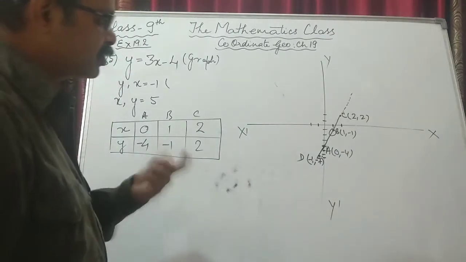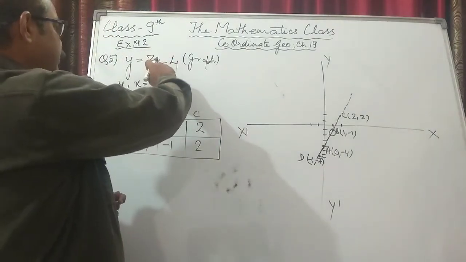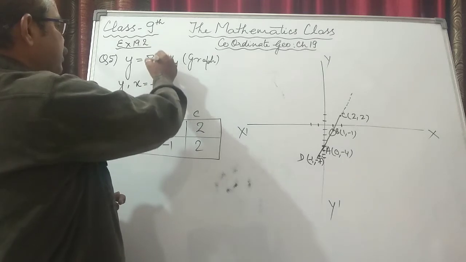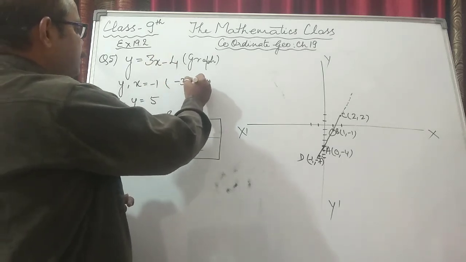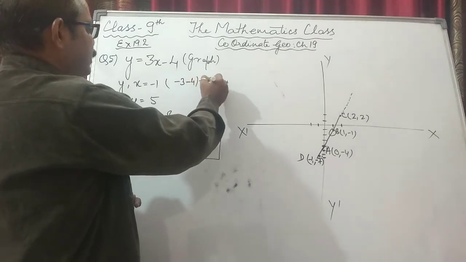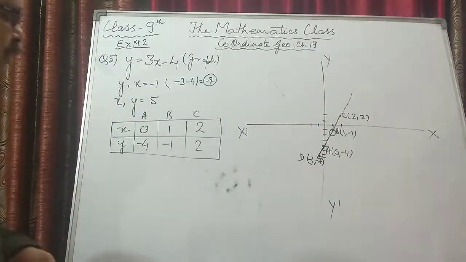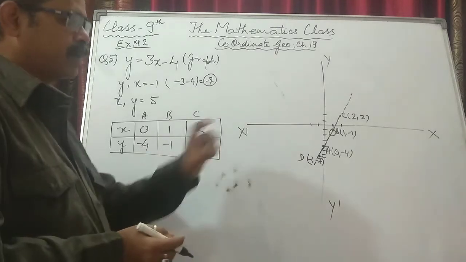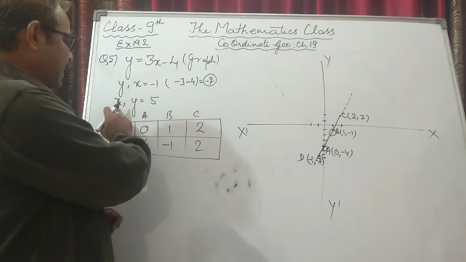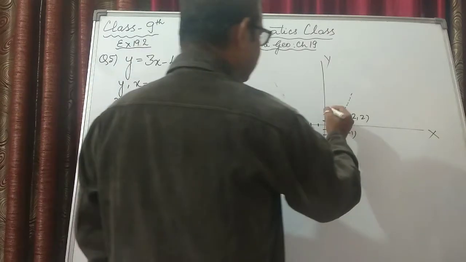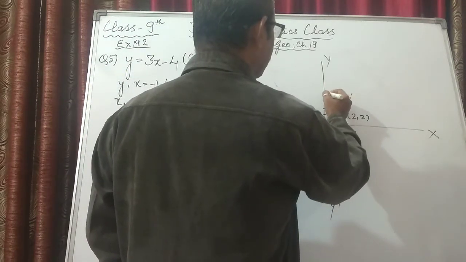And how you can check: if you put the value of x as minus 1 in this equation, it will be minus 3 and minus 4, that comes out to be minus 7. This is one way to justify. Because we don't have graph paper, the diagram will be a little bit different. Now what will be the value of x when y is equal to 5? So 1, 2, 3, 4, 5.